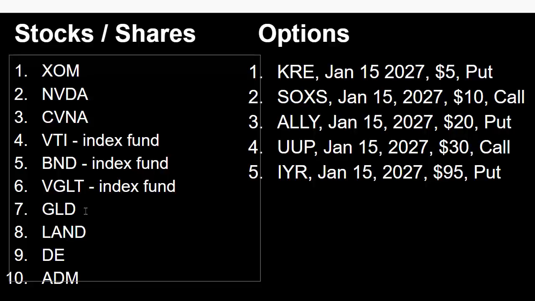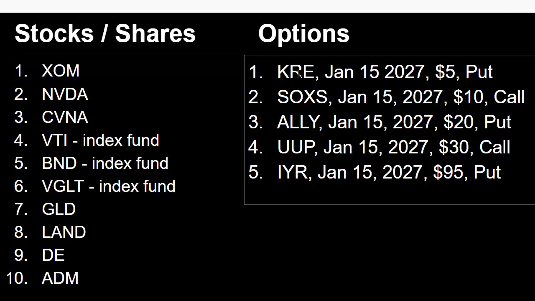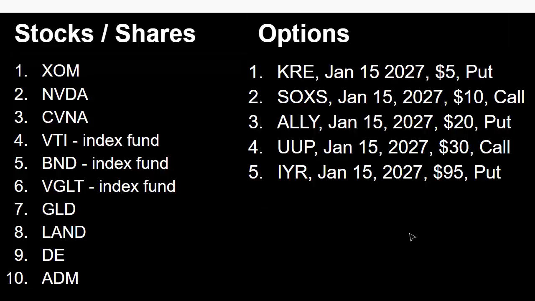GLD for gold shares, like in gold itself. LAND for land. DE for John Deere. And ADM for Archer Daniels Midland Company. So those are ones that we're looking at. We're also looking at some options, and that's what we're going to do next. So here we go.